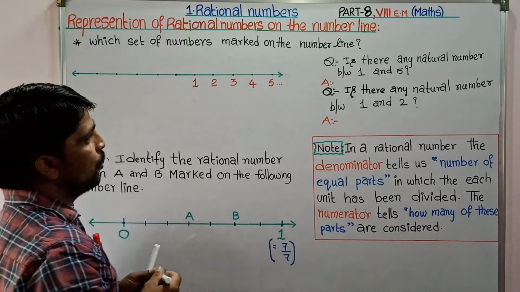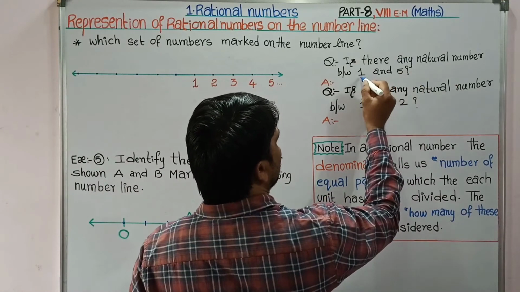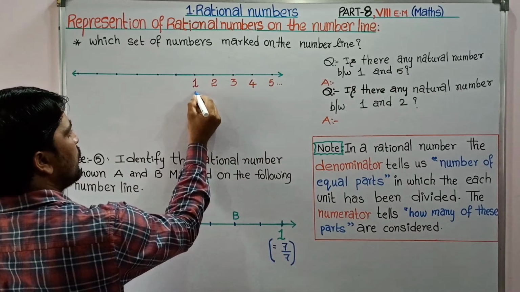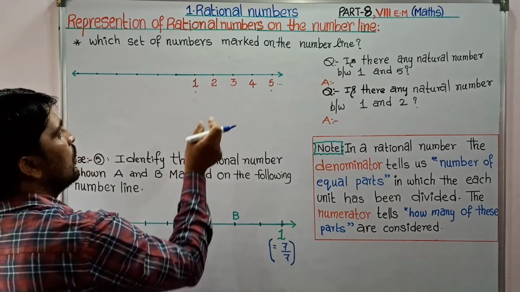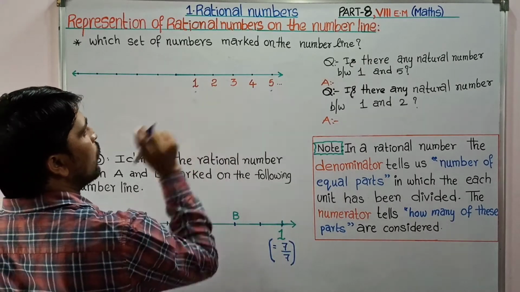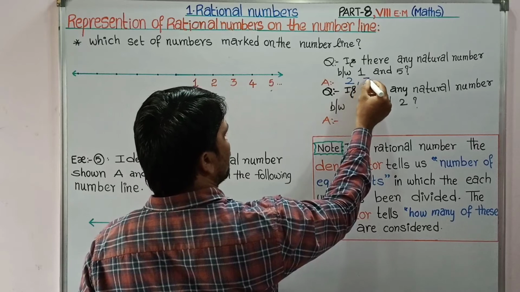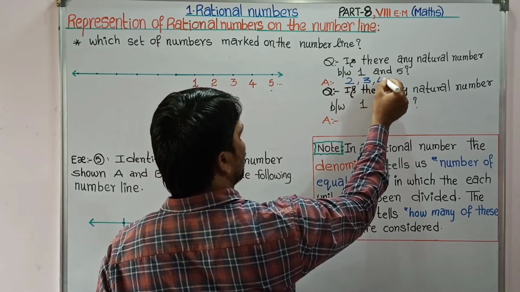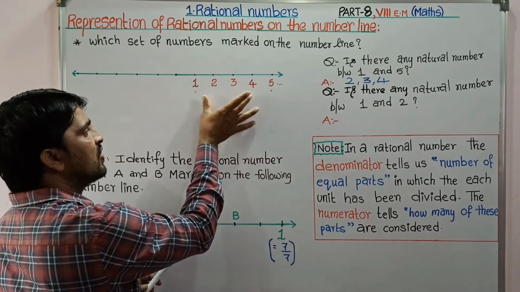Now the question is, is there any natural number between 1 and 5? Between 1 and 5, how many natural numbers do we have? 2, 3, 4. Yes, 3 natural numbers are there. They are 2, 3, 4. The natural numbers between 1 and 5 are 3.